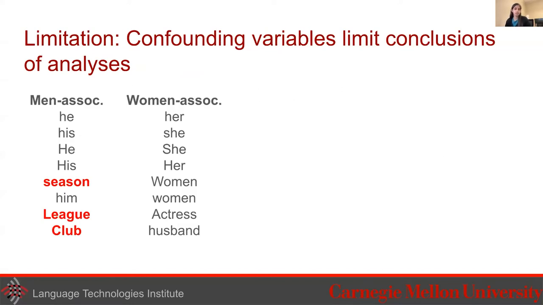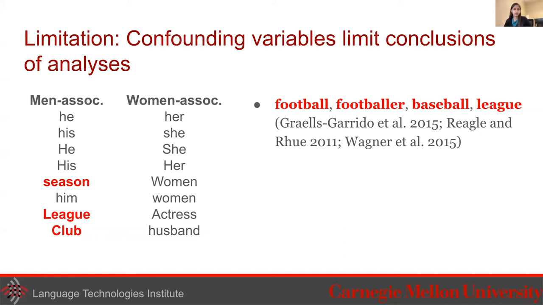However, there are some limitations in the current work that has examined signs of social biases on Wikipedia. One of them is the difficulty in controlling for confounding variables during analysis. If we look at words that are overrepresented in pages about men as compared to pages about women, we find the terms that are listed here. More specifically, words that are male associated tend to include references to sports, things like season, league, or club. These tables are our results, but they are similar to findings in other work that have identified words like football and footballer as male associated.